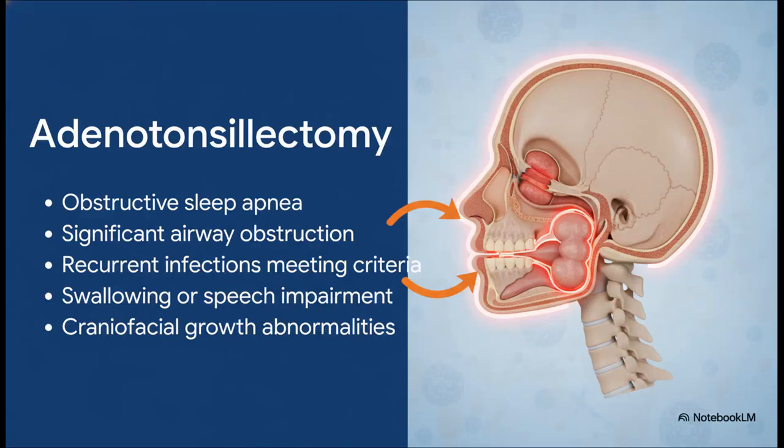Now, what's really fascinating here is the shift in our surgical reasoning when the adenoids get involved. Yes, recurrent infections meeting those criteria we just talked about still warrant an adenotonsillectomy, but taking out both the adenoids and tonsils is also explicitly indicated for severe mechanical issues. This includes things like obstructive sleep apnea, significant airway obstruction, notable swallowing or speech impairments, or, and this is wild, craniofacial growth abnormalities that are directly related to chronic airway obstruction. The structural damage dictates the surgical need just as much as the infectious history does.